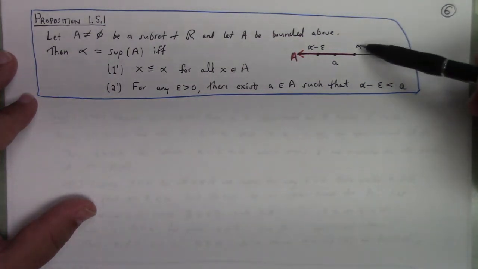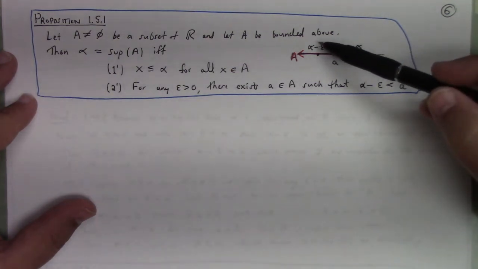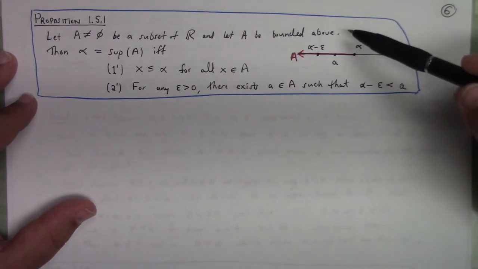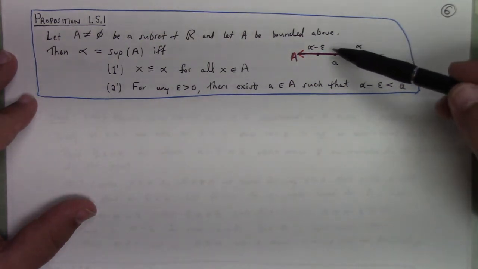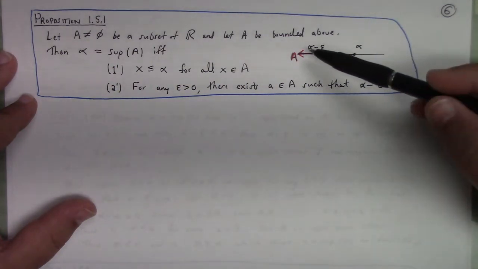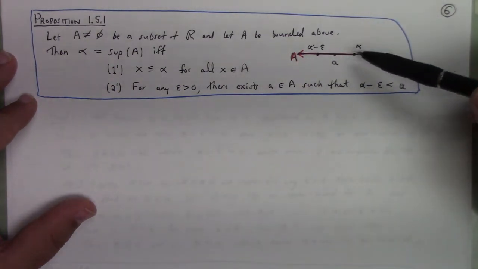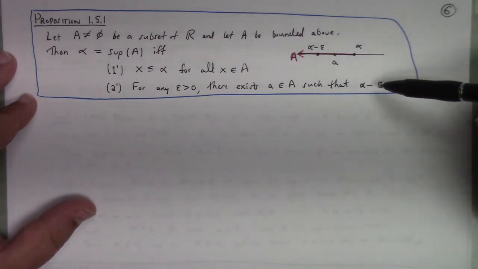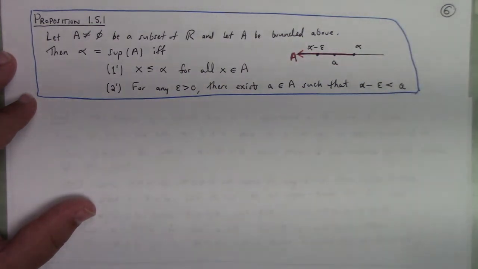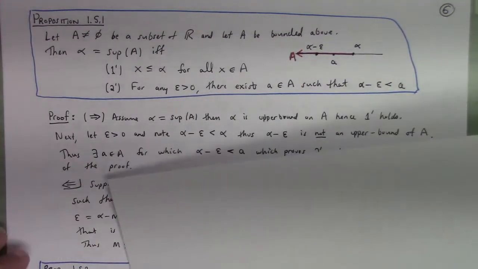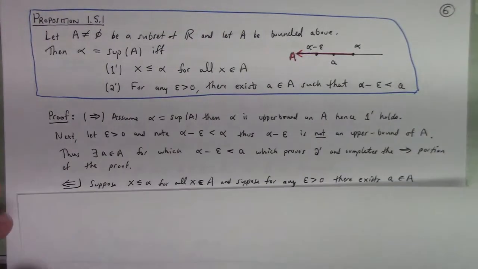If I take alpha and I go a little bit below it, whatever that is, alpha minus epsilon, then I can find an a between alpha and alpha minus epsilon, for which alpha minus epsilon is less than a, like in the picture. And the proof of this is actually quite simple. So here's the proof.